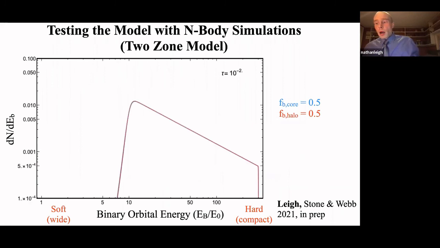And so let's look at the time evolution for our two zone model. The population in the core is shown in blue, the population in the halo is shown in red, and we assume 50% binaries in both the core and the halo.